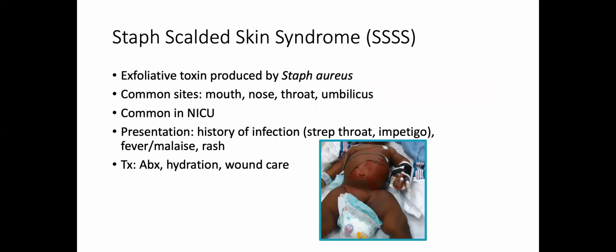Staph scalded skin syndrome, the quadruple S, is caused by an exfoliative toxin produced by Staph aureus. Common sites are going to be mouth, nose, throat, umbilicus. It's common in the NICU. The presentation is going to be that they had a history of infection like strep throat or impetigo. They're going to have fever and malaise and a rash. Treatment's going to be antibiotics, hydration, and wound care.